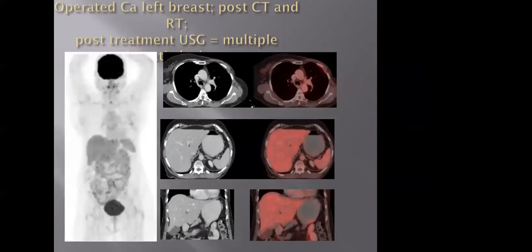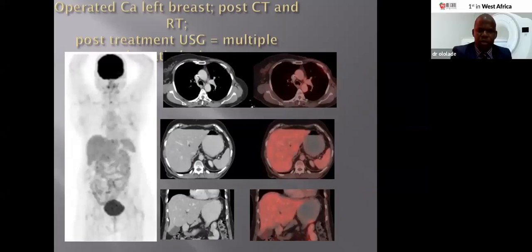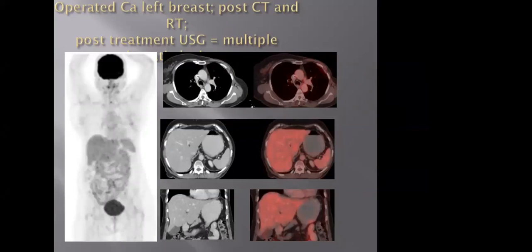This was an operated carcinoma breast post chemo and radiation. Pre-treatment, USG showed some multiple liver lesions, but on the PET scan there was nothing. Absolutely nothing in the whole body imaging, saying that the patient is in remission. Next slide.